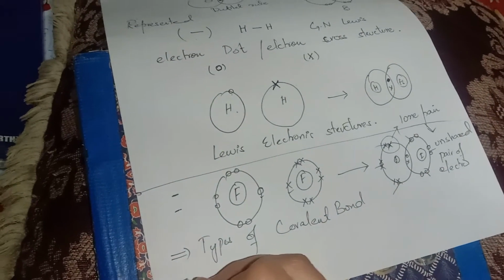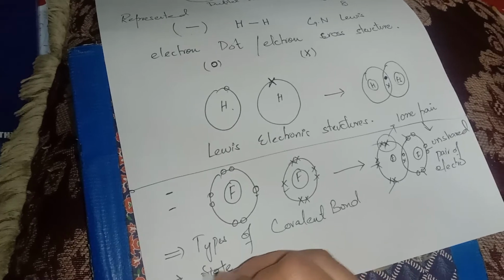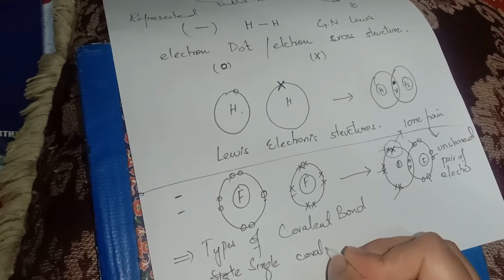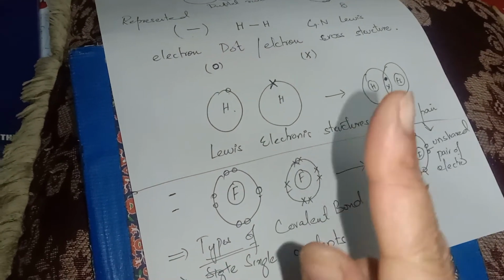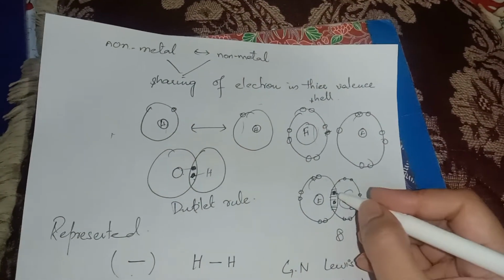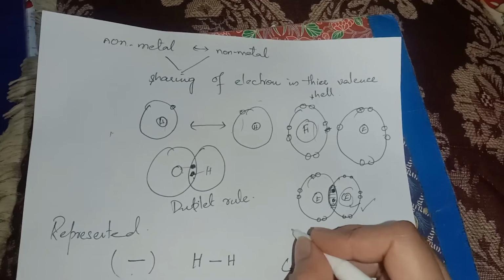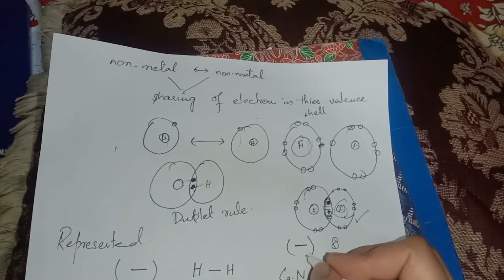After this, we have the types of the covalent bond. We have the single covalent bond. The types of the covalent bond depend upon the number of electrons which are being shared. If, for example, only one pair of electrons is shared, this would be represented by only one line. Hence, this is the single covalent bond.